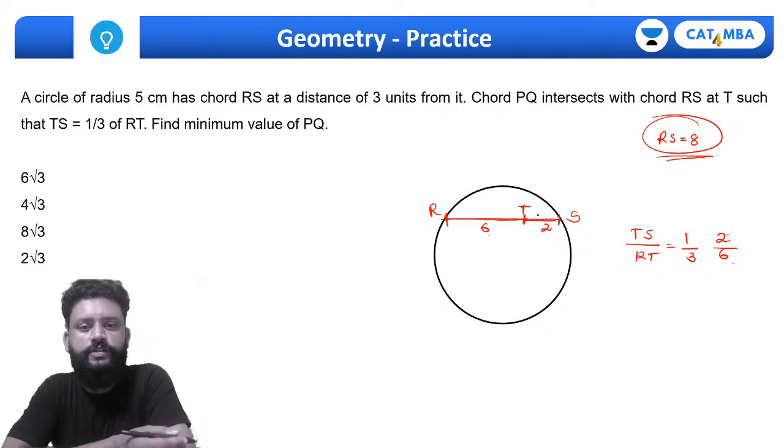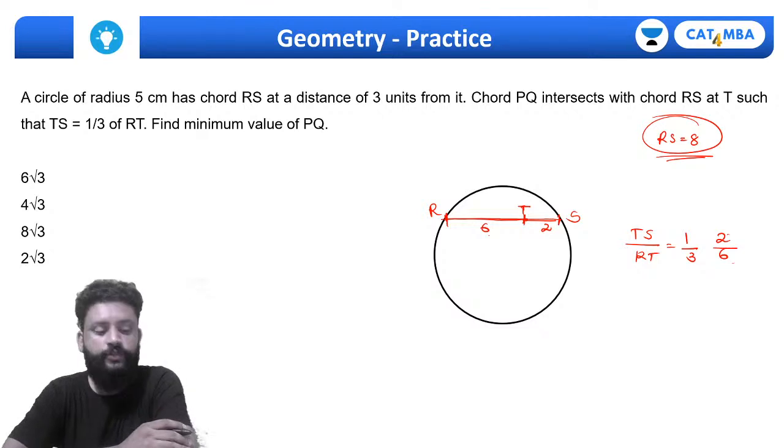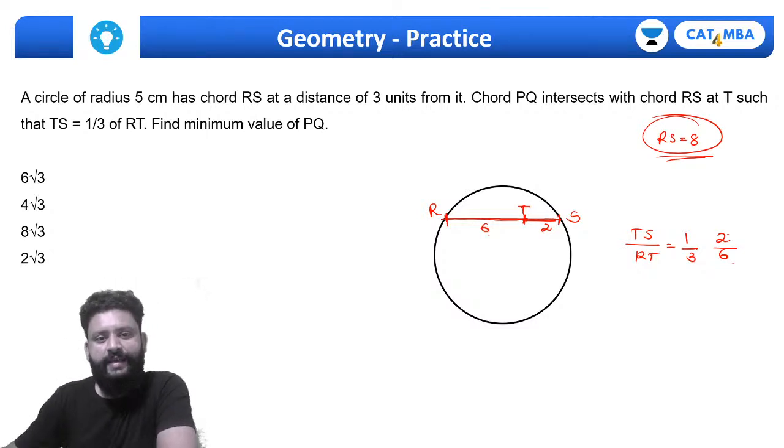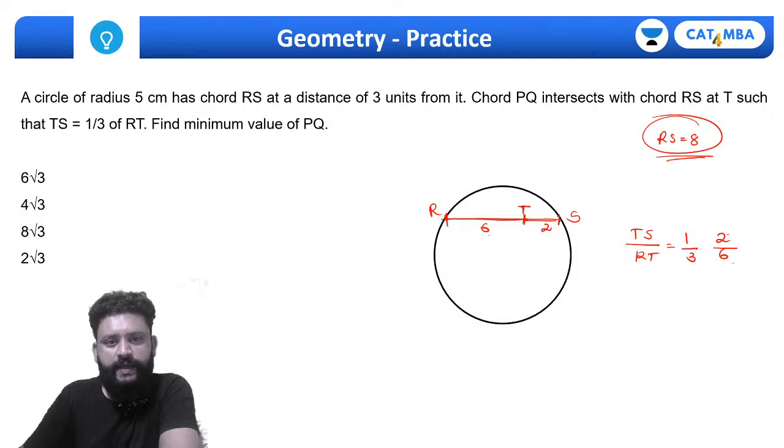Right, so we can conclude this up till now, and hopefully all of you understood how I calculated that. Then after that we can go for this: here there is a PQ chord which passes through T, and we are supposed to calculate the minimum value of PQ. A bit tricky question.